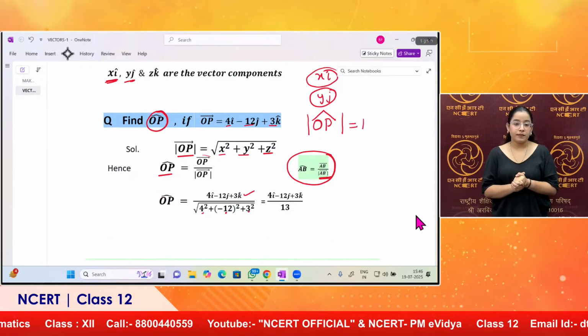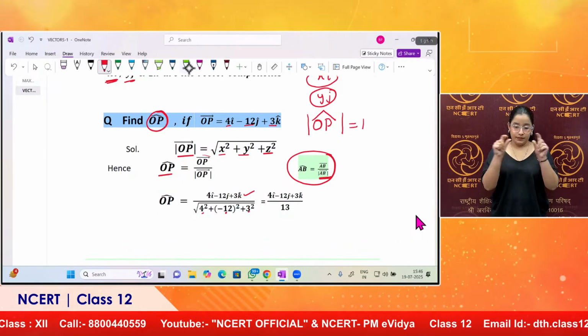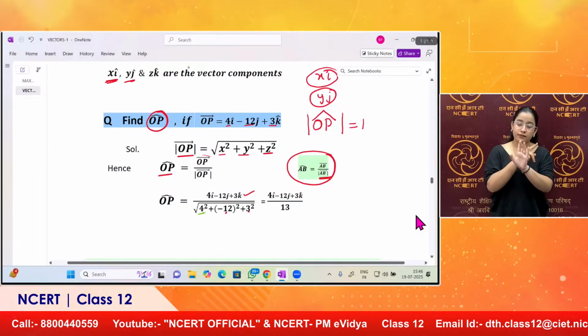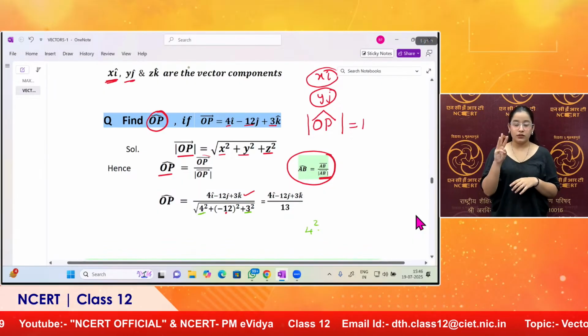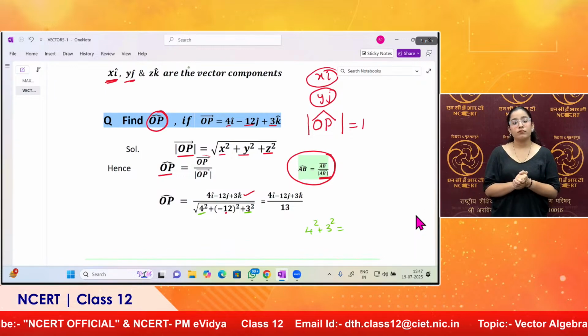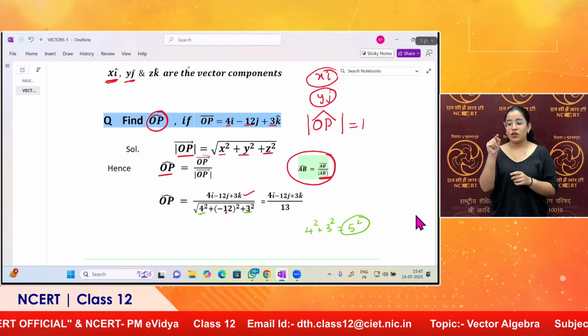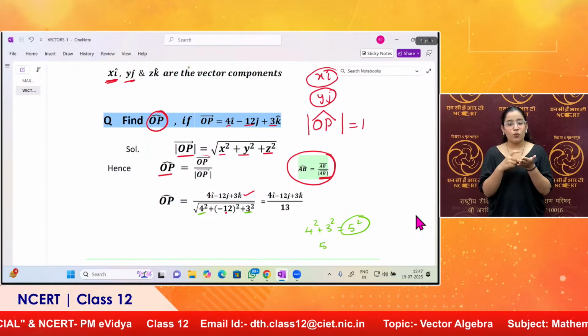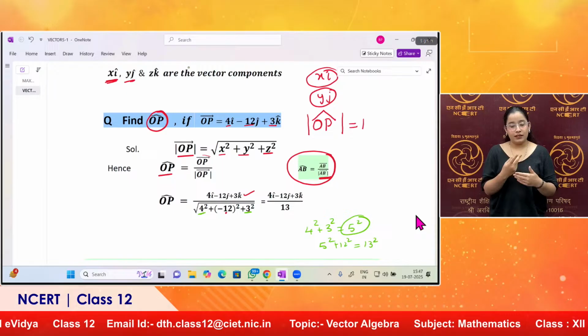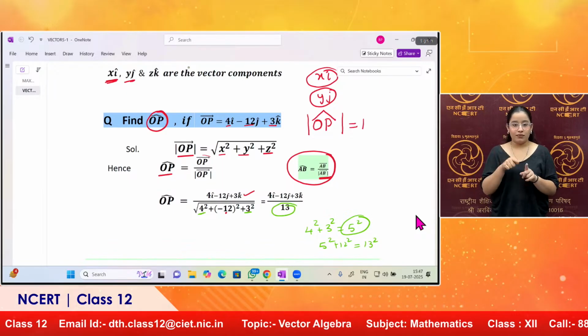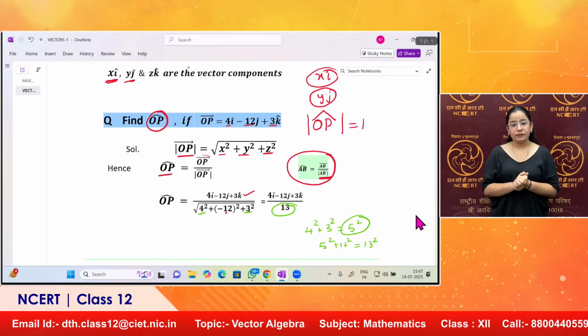I have picked up these numbers in particular because we are all aware of 4 square and 3 square. 4 square plus 3 square gives us 5 square, which is a Pythagorean triplet. So we get the answer as 5 square. Now 5 square added to 12 square is another Pythagorean triplet, which gives us 13 square. So it is easy for us for the computation.